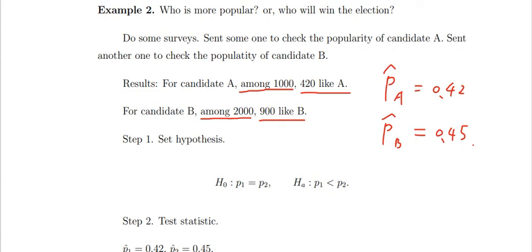But again, we need to check whether this difference is significant. We check significance, whether this evidence is strong enough. So we change this into a testing problem. H0 is P1 equals P2, where P1 is PA and P2 is PB.